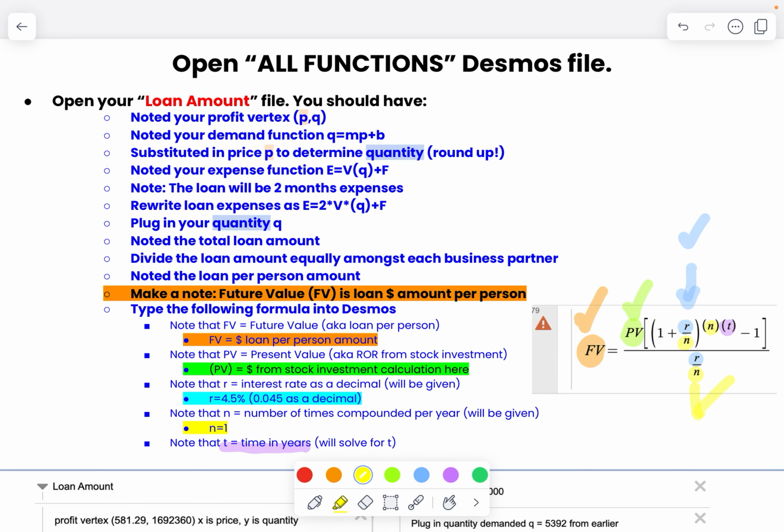so I'm also giving us N. So note that all of this stuff is here in our notes, so you should put this stuff in your Desmos file. You should write down all of this information, that your future value is whatever the loan amount per person was. Your present value was the amount we got from our stock calculation yesterday. R is our interest rate, and N is the number of times that's compounded. Our interest rate, I just gave it to you, 4.5%. That's 0.045 as a decimal. And the number of times it's being compounded per year is once, so N is going to be equal to 1.